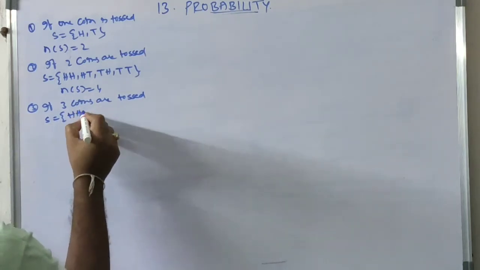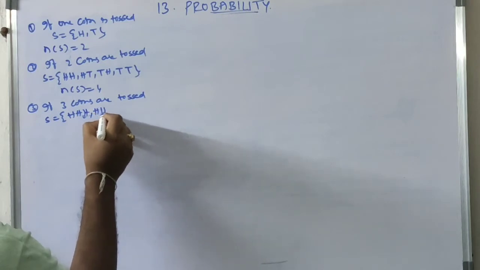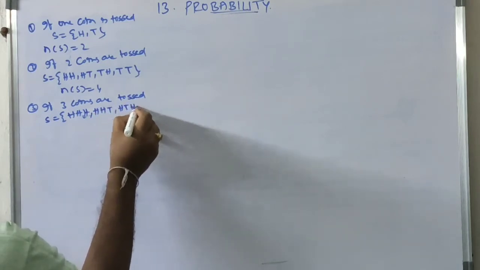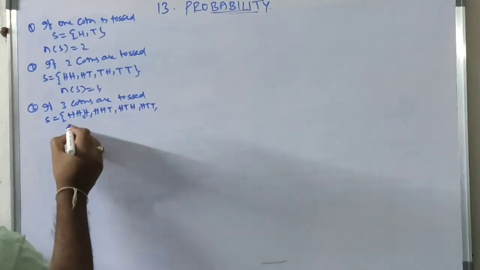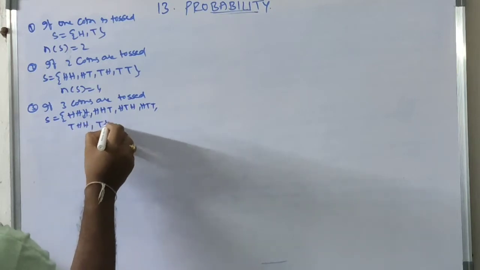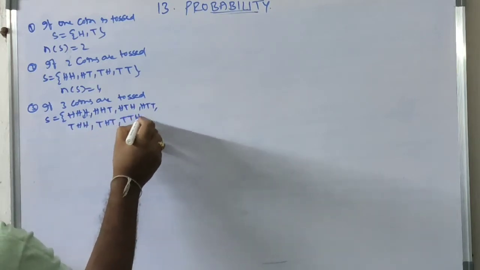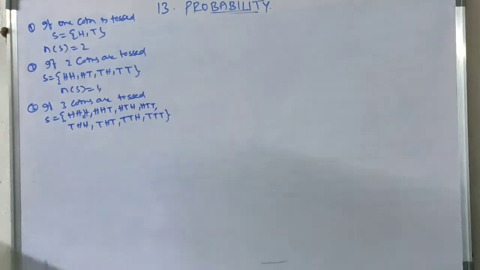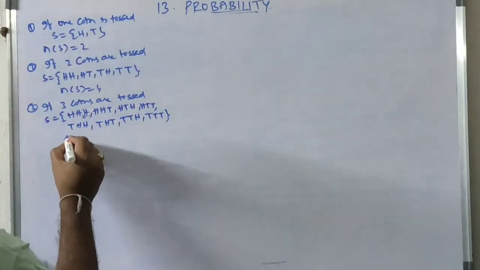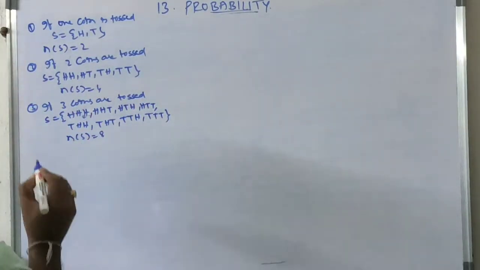3 coins: HHH, HHT, HTH, HTT, THH, THT, TTH, TTT. So these are the 8 choices. Total number of choices equal to 8.